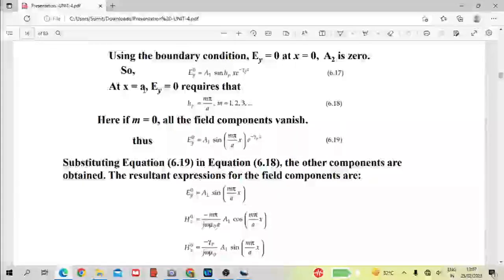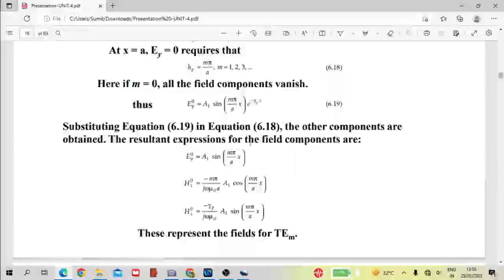At x equals a, again you apply boundary condition and you get this. So at x equals a, it requires that if you make Ey 0, you will see that this hp term, which is a constant term, is m pi by a, where m are the integers and a is the separation between the plates. So if m is equal to 0, all field components will vanish. So we have to start from 1.